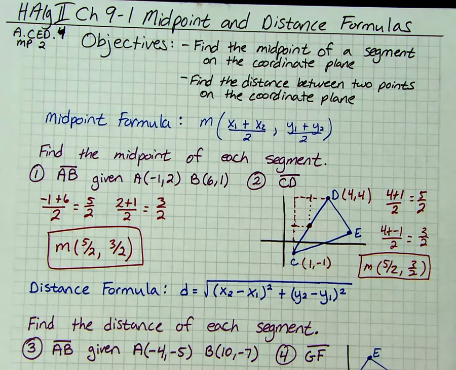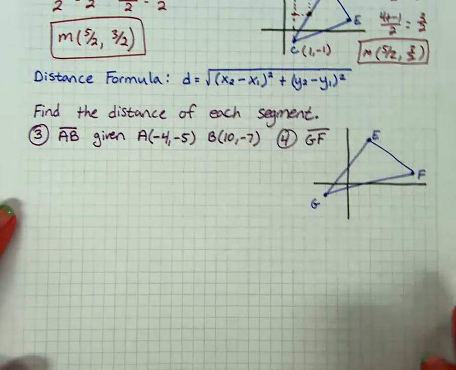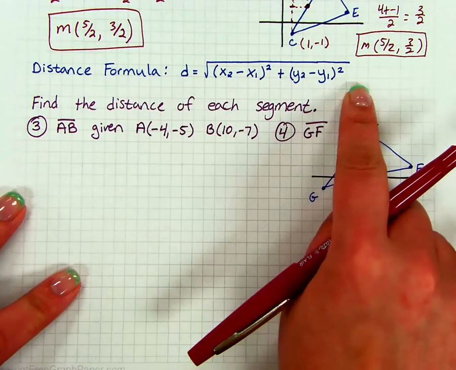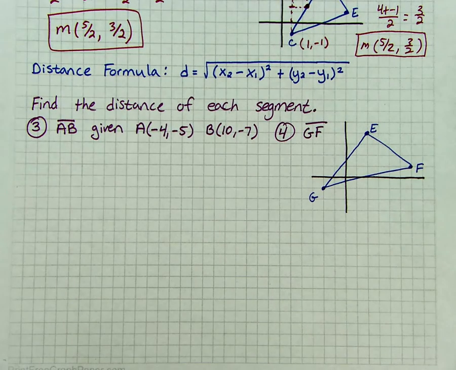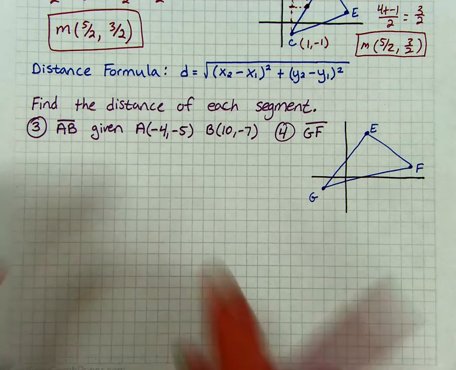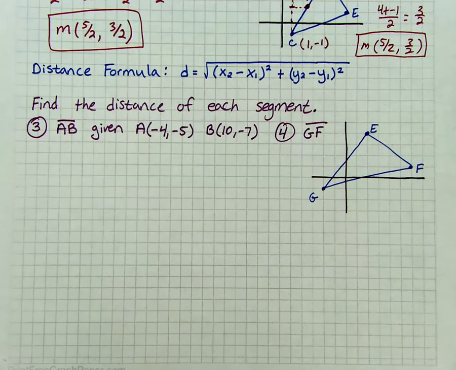All right, the next part of this section is dealing with the distance formula. Here's our formula, and that comes from the Pythagorean Theorem. If we have a picture, we might be able to make a right triangle to make it a little bit easier to find. Otherwise, we are just plugging our numbers into this and simplifying as much as we can. And we're going to leave our answers in simplest radical form.